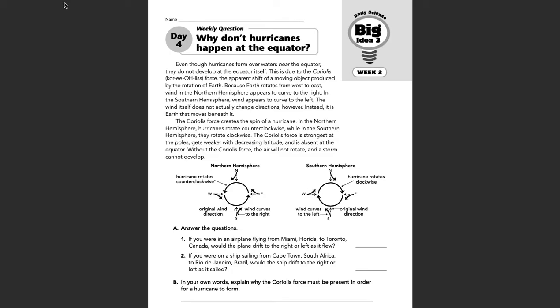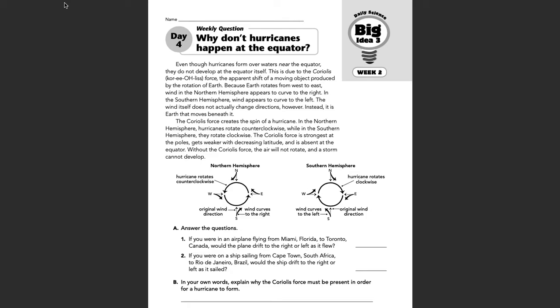So we have two diagrams here. We have a northern hemisphere diagram, we have a southern hemisphere diagram. They show how the hurricane rotates and in which way the wind will curve. So part A, if you were in an airplane flying from Miami, Florida to Toronto, Canada, would the plane drift to the right or left as it flew?